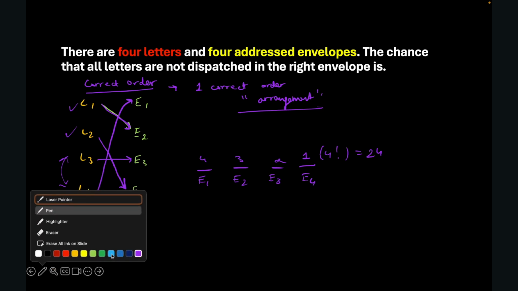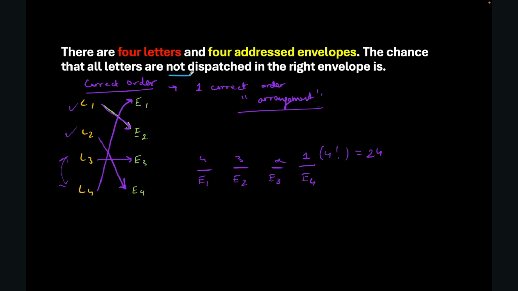But we're asked for not dispatched. So what we're looking for is the complement: 1 minus the correct probability, right? Obviously, this is all under the assumption that you're just randomly allocating one letter to one envelope, without even looking. This is all under the assumption. Obviously, if you know that letter one is supposed to go in envelope two, you can't mess it up.